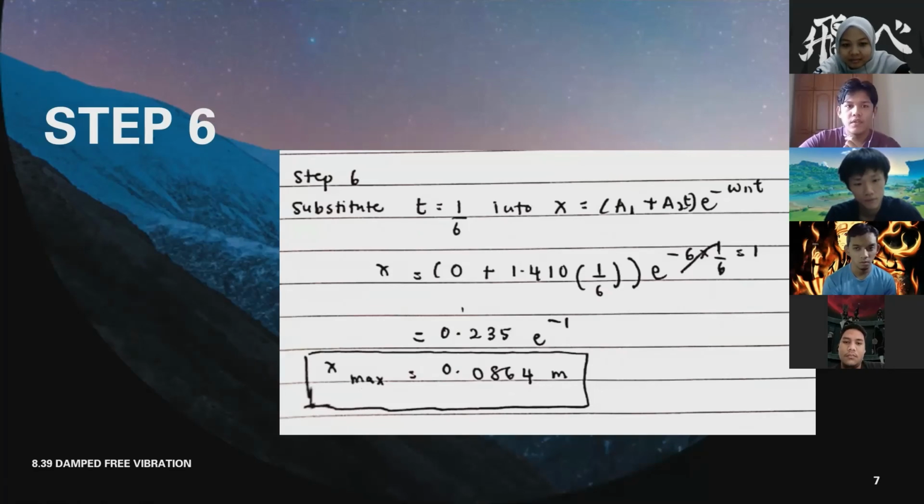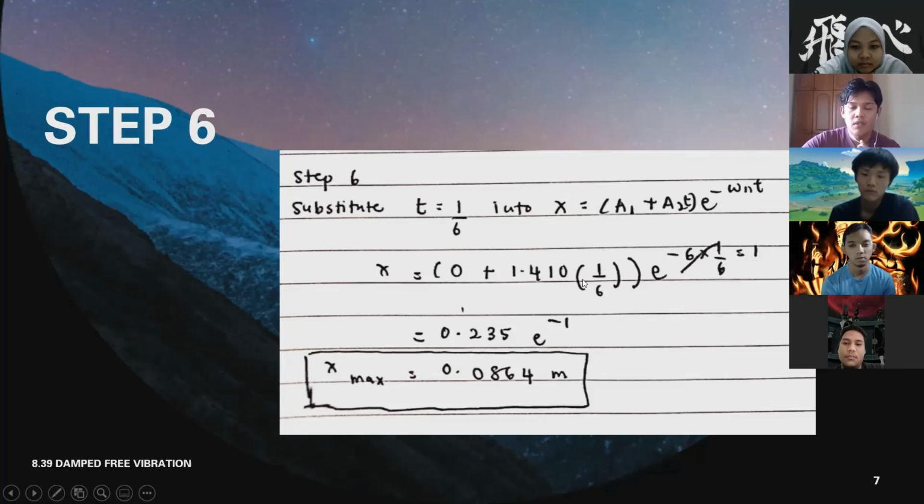Thank you, Jun. For the last step, after we already got the answer t equals 1/6, we substitute t into the main equation for critically damped, which is x equals (a1 plus a2 t) e to the negative omega n t. We already know that a1 is equal to 0 from the initial condition. We substitute all the values into the equation and put 1/6 for t, and then we get x max as 0.0864 meter. So that's all for our group. Thank you.